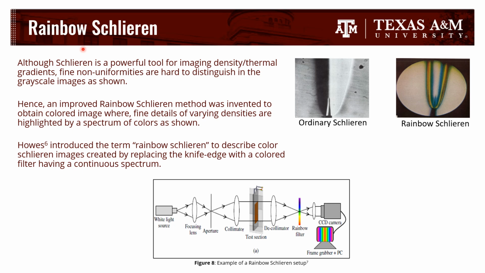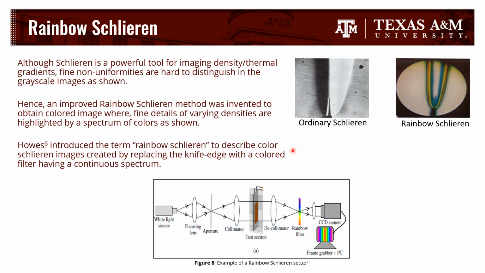Although Schlieren is a powerful and inexpensive method to image density gradients, fine non-uniformities are really hard to distinguish in the grayscale images that are obtained using conventional Schlieren methods. Hence, an improved rainbow Schlieren method was invented to obtain colored images where fine details of varying densities are highlighted by a spectrum of colors. Here you can see a difference between an ordinary Schlieren image and a rainbow Schlieren. This increases the resolution of the image, where we can get more detail.